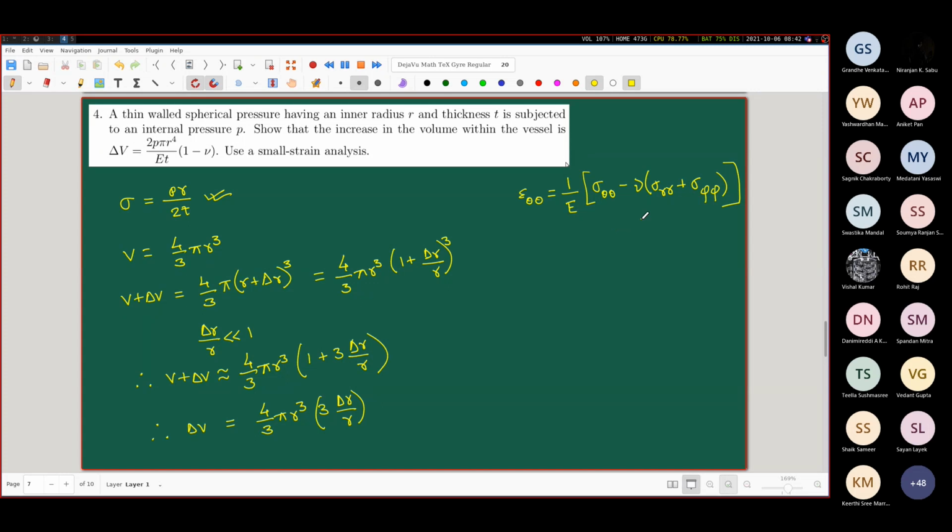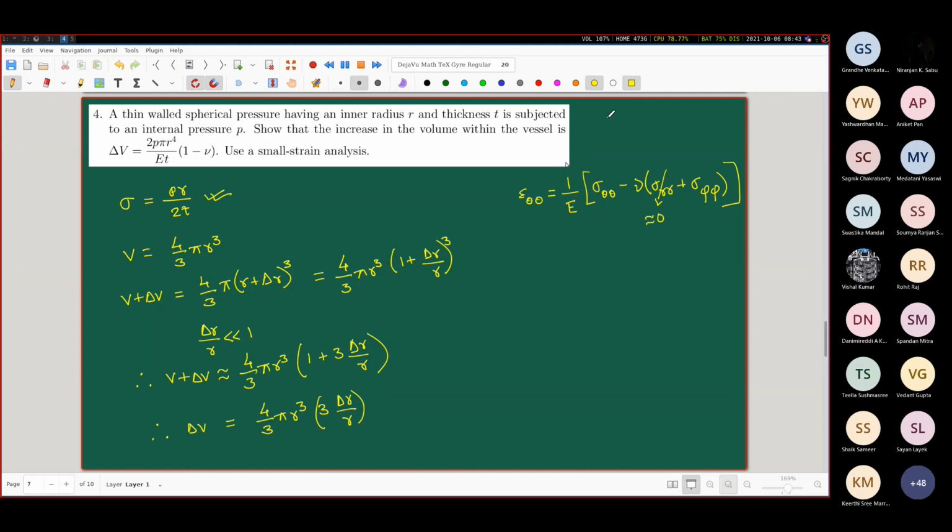So now you tell me, what is this sigma RR? Sigma RR is again equal to P. Actually it is equal to minus P, but fine. So this is going to be approximately equal to 0. What is sigma theta theta and sigma phi phi?